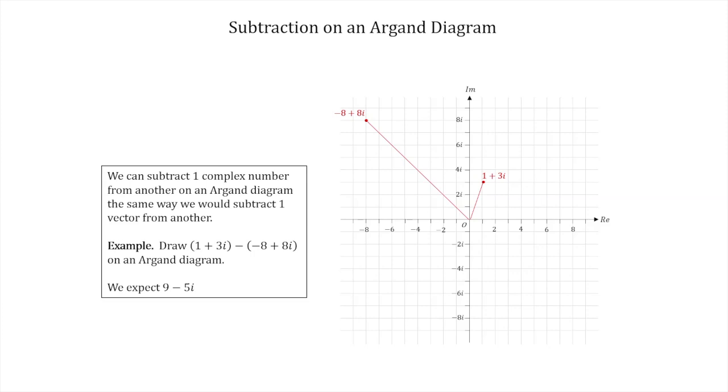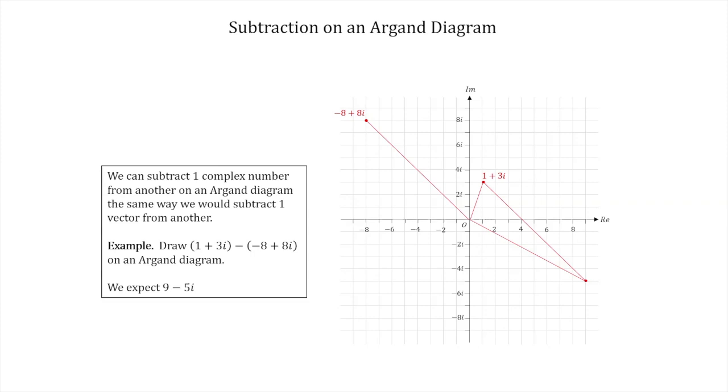So up here where I've written minus 8 plus 8i on the diagram, I'm now going to treat that as the start of this because I'm going along it in the opposite direction because I'm doing minus. So I get this. I place it at the end of the first one and go along it in the opposite direction, so I get this. And whatever this point is, that is the answer to 1 plus 3i minus 8 plus 8i.